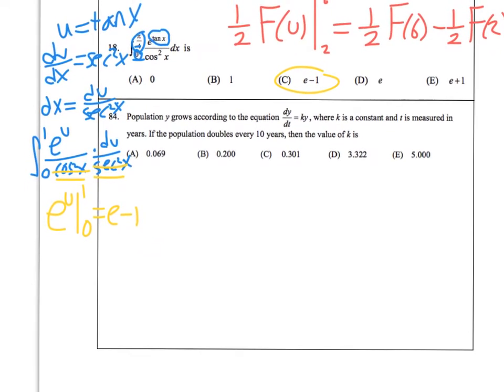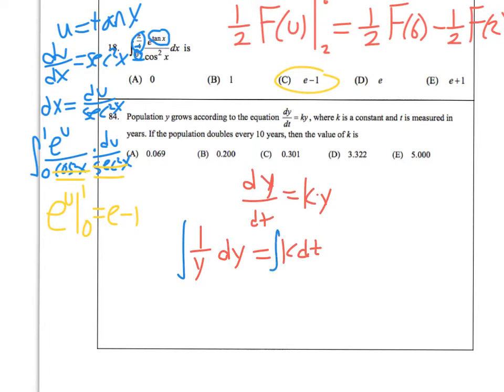For the problem appropriately labeled 84, no apparent reason again, we're looking at a differential equation, dy dt is equal to ky, where k is a constant, and we've got to do some kind of a separable thing. So let's take a look at this. I'm going to do this as dy over y, and then on the other side we're going to have k dt.